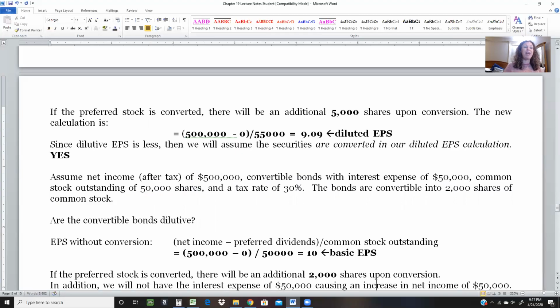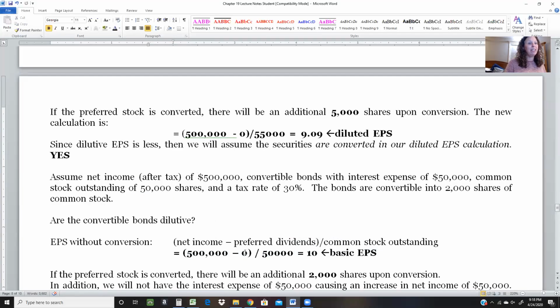Okay, so then what we have to do is say, well, what if all of our convertible bonds are converted into stock? Well, there would be 2,000 more shares out there. So in the denominator, I'm going to change that 50,000 to 52. So that's the easy part, right? And then on the top part, I will not have to pay the interest expense. So I need to add the interest expense back because it's an expense, so it would reduce net income. So I need to put it back in there. So that would make our net income go up by 50,000.